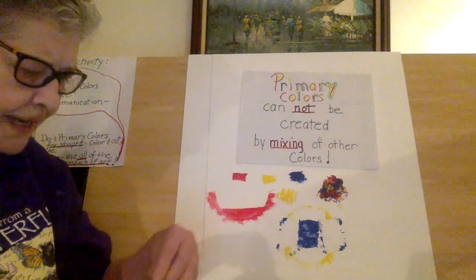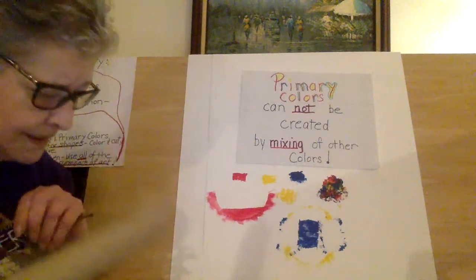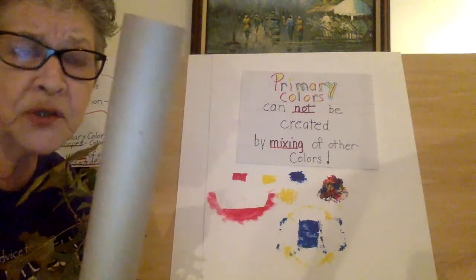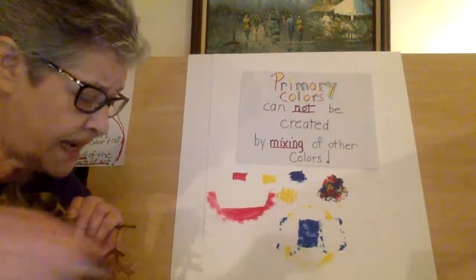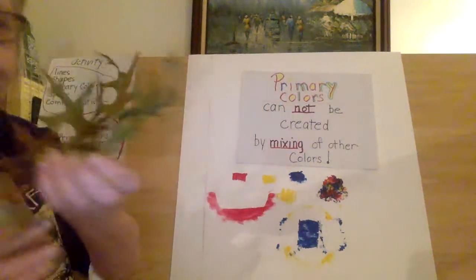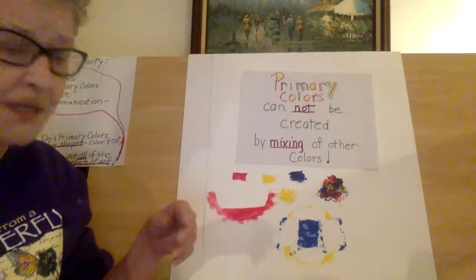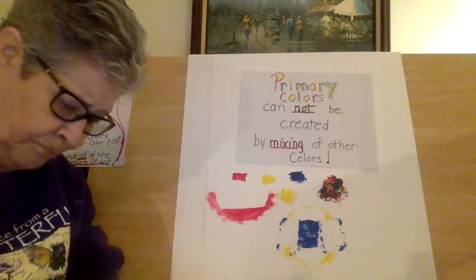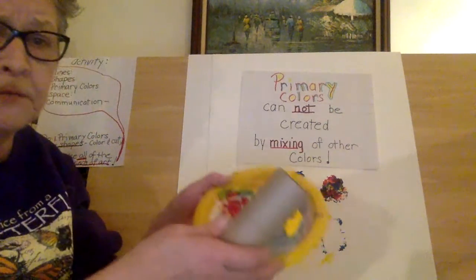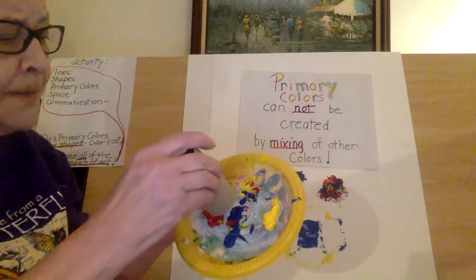Okay. Let me see what I have. You can use a paper towel tube, because I have that, but I also have an empty toilet paper tube. And I think we'll use that because it'll be easier for my demonstration. I have a whole bag of tricks here. All right, see where I have my red, my yellow, and my blue.